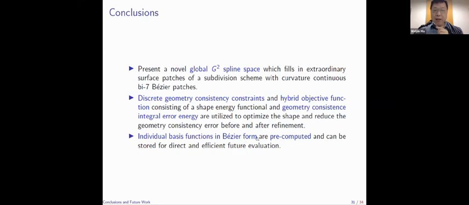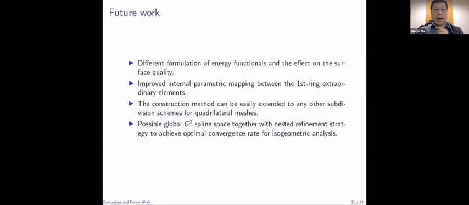Very importantly, the final basis functions are represented in Bezier form. So it's explicitly calculated there already, which can be used for downstream applications. So this computation only needs to be done once. Once it's there, we can use it at any future time.